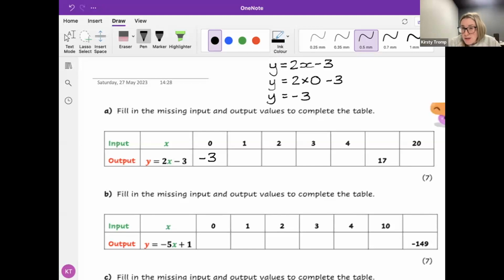All right, so very similar to what we were doing when we were doing number patterns, except now instead of seeing N and TN and all those complicated letters, we're seeing X as an input and we're seeing Y as an output.